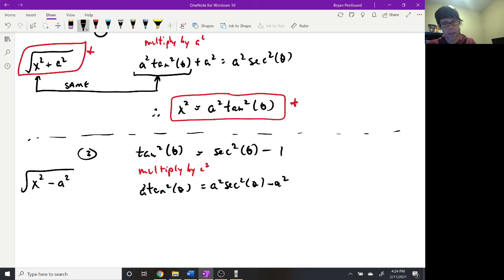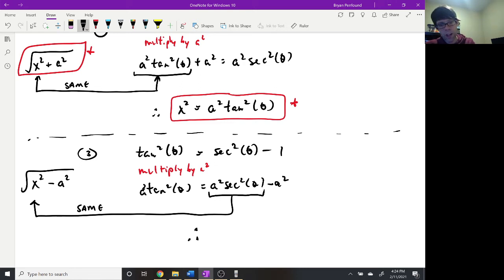And that should be an a squared here. And so now we want this variable portion to look like this variable portion here. And that leads us to the change of variables. x squared is equal to a squared secant squared theta.